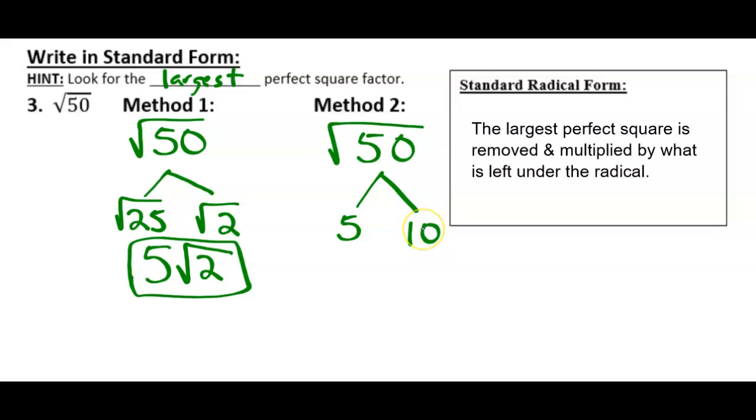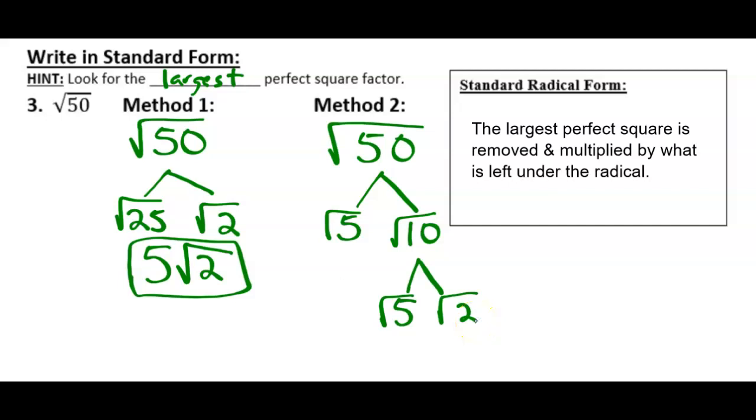And then I'd have a 10 left over, right? Both of these would be underneath. All right, so then the square root of 10, I can't simplify this anymore, but I can simplify the square root of 10 to the square root of 5 times the square root of 2, right?